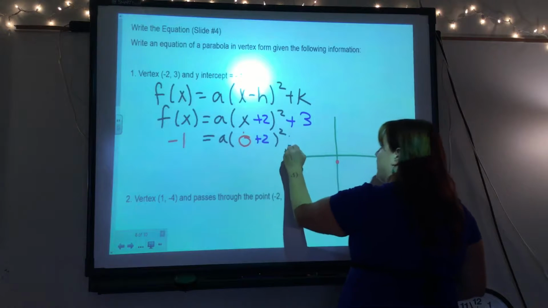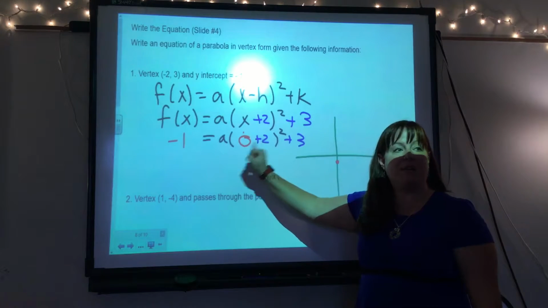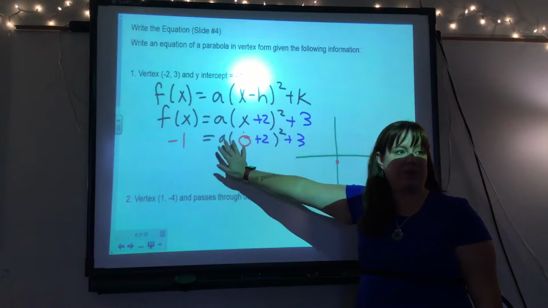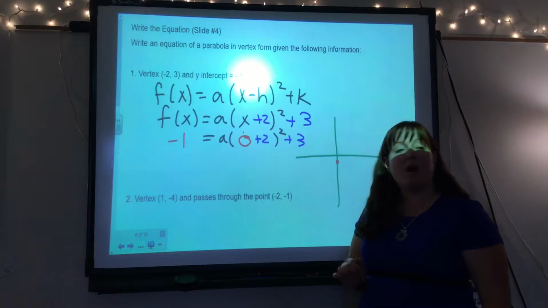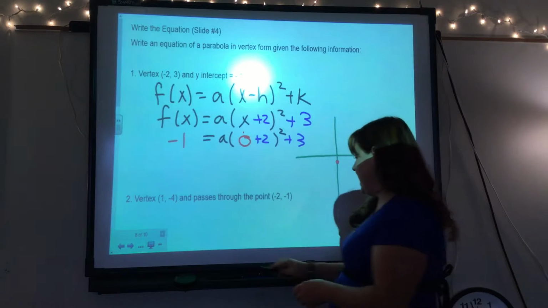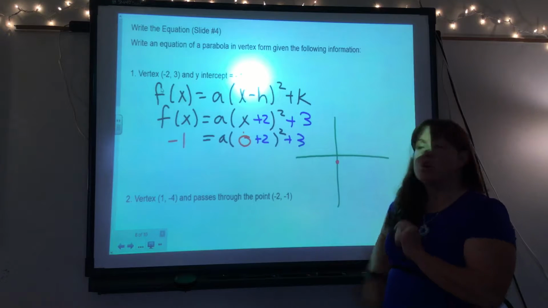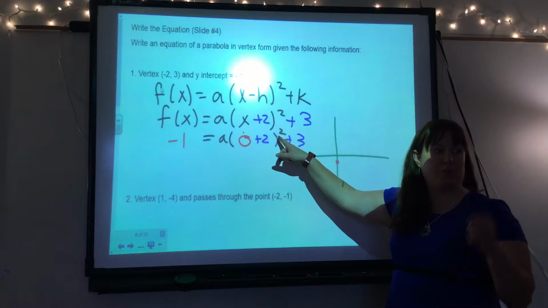Squared plus 3. So all I did is I took the point that I know exists on the parabola and I plugged it in. Now I just solve for A. I just need to find out what A is. Squares don't distribute.